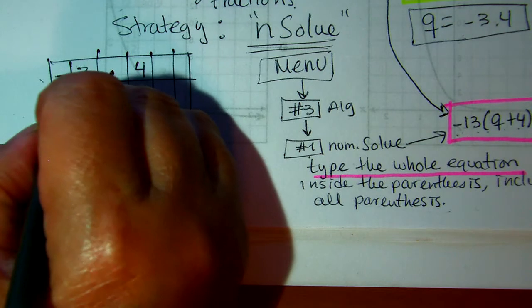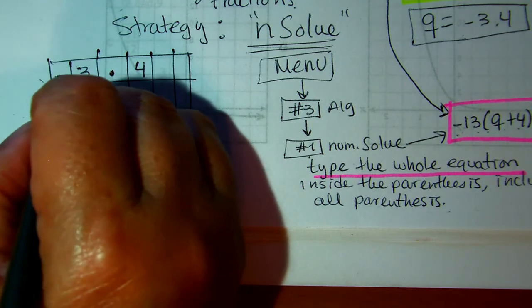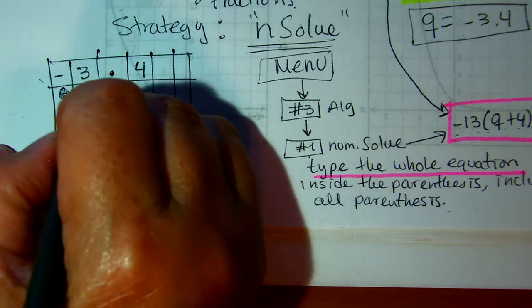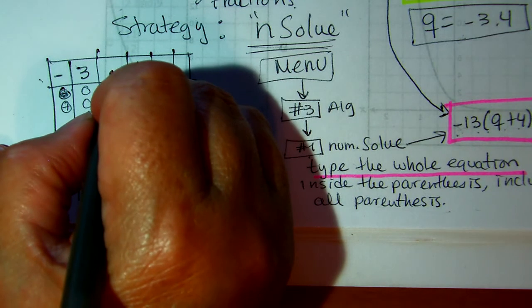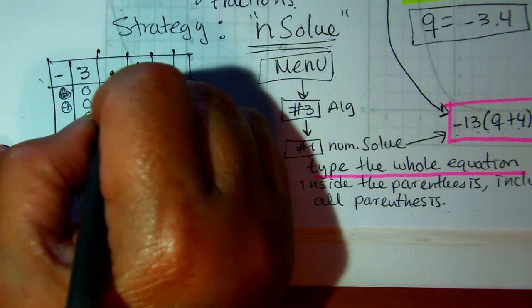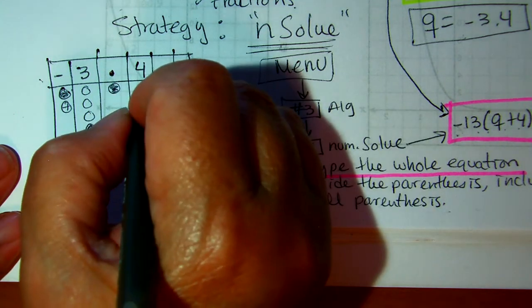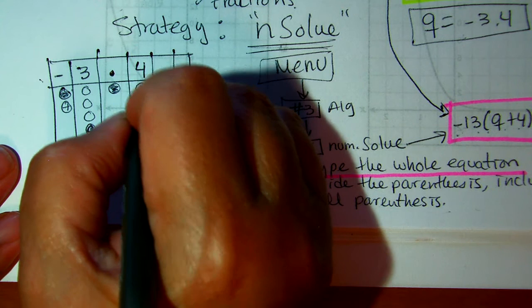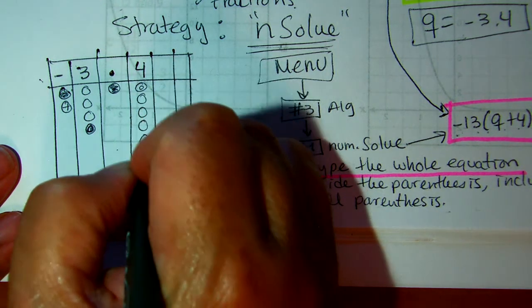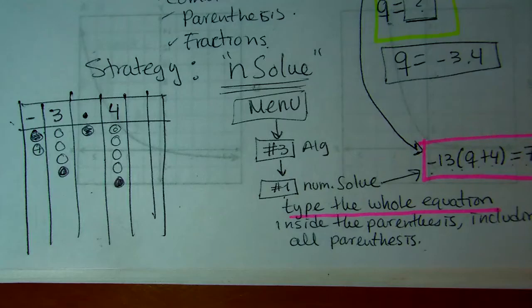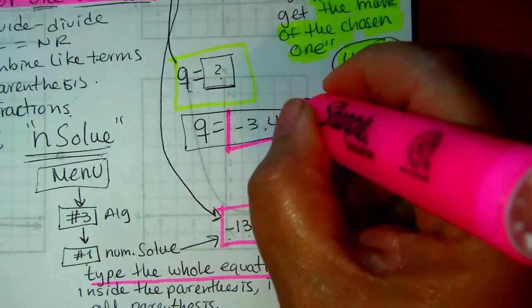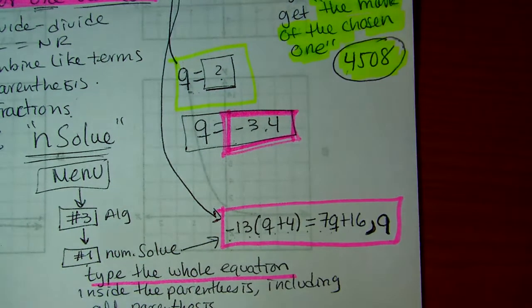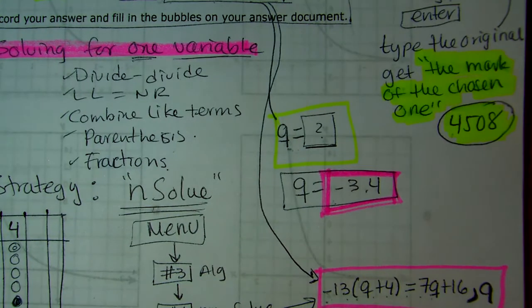Here you're going to have the negative sign and the positive sign, and you're going to bubble the negative. You have the 0, the 1, 2, 3. Here's the 3. Here's the decimal point, so you bubble the decimal point. Here you have the 0, the 1, 2, 3, 4. And you will bubble like this, okay? So that's how you answer these questions. And the answer is negative 3.4. Okay? So this is the strategy of solving for one variable.